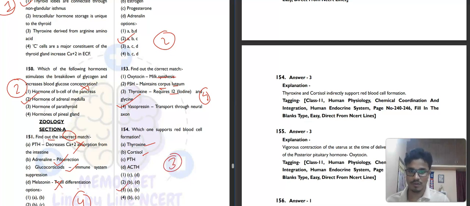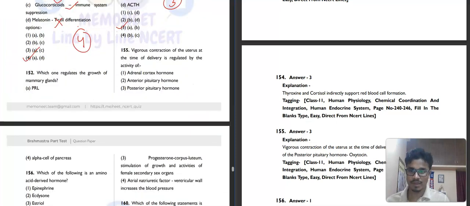In question number 155, it is saying that vigorous contraction of the uterus at the time of delivery is regulated by the activity of adrenal cortex hormone. So the hormone released by the adrenal cortex, and there is no hormone named adrenal cortex. Then anterior pituitary, posterior pituitary hormone, and alpha cell of pancreas. You know that the vigorous contraction of the uterus at the time of delivery is regulated by the activity of the posterior pituitary hormone, which is known as oxytocin. Here our correct answer will be option number 3.